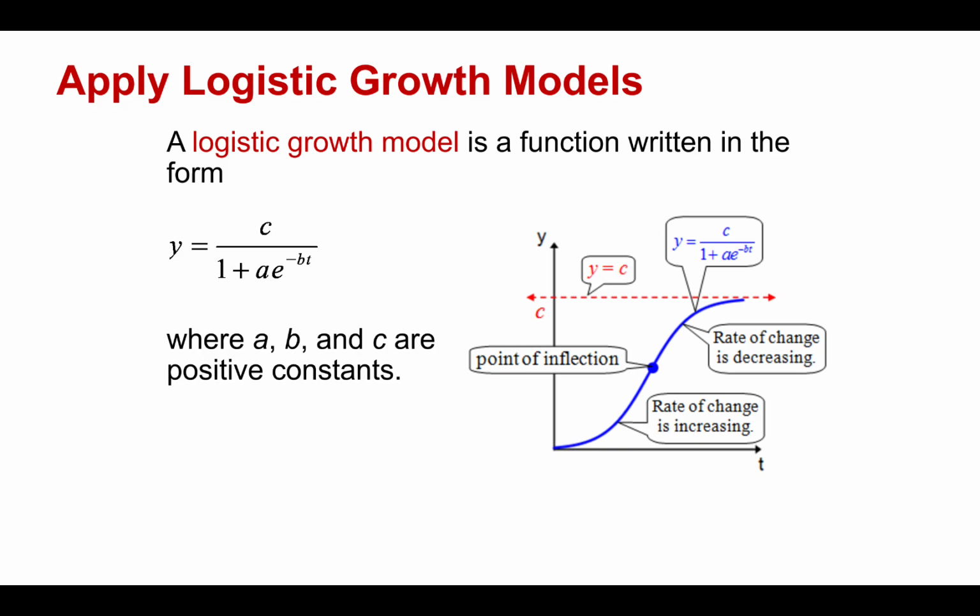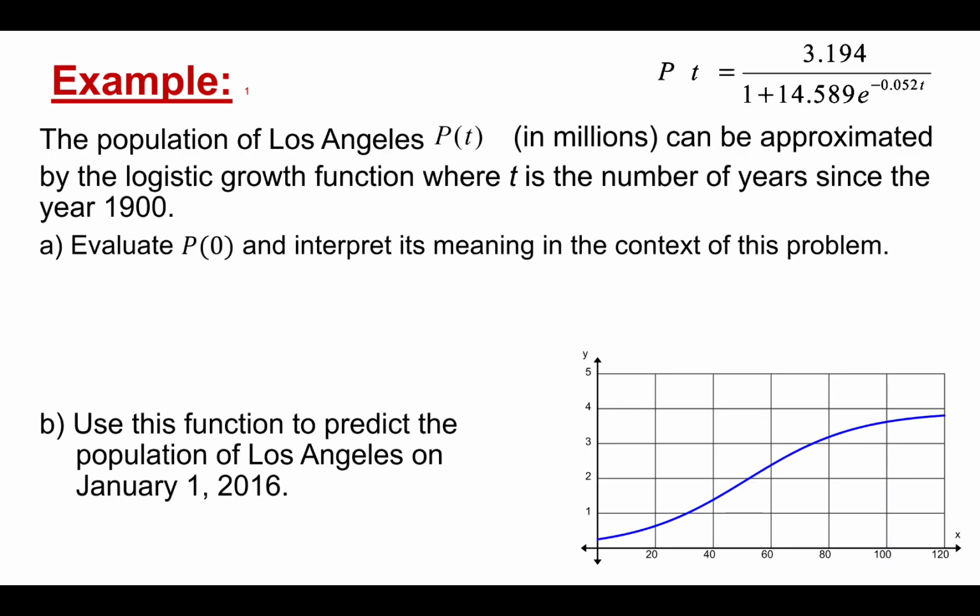And what we see here, this growth model, we have a point of inflection, where the rate of change is increasing, and then where the rate of change is slowing down. So the slope is going quicker, so it's increasing, and then the slope is going down. Our constant, y equals c, is kind of asymptotic for us, and that becomes the leveling off point. So we're going to apply one of those.